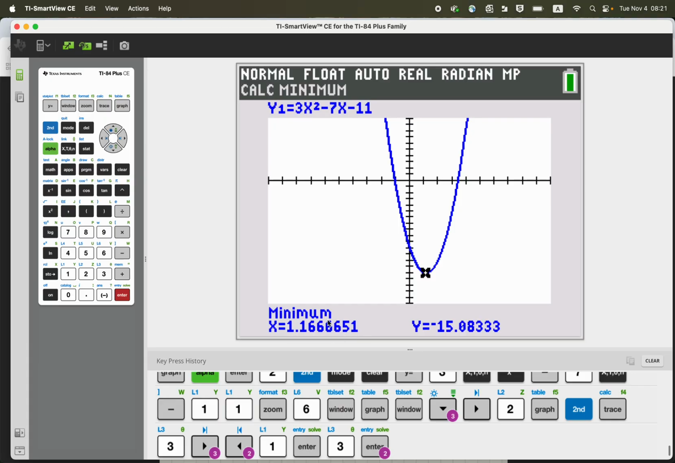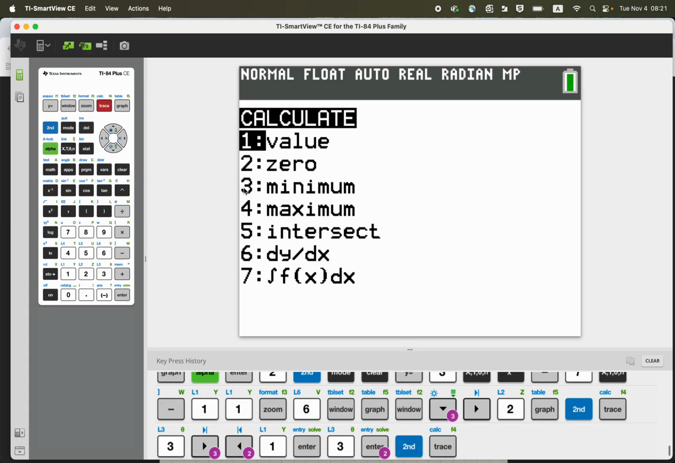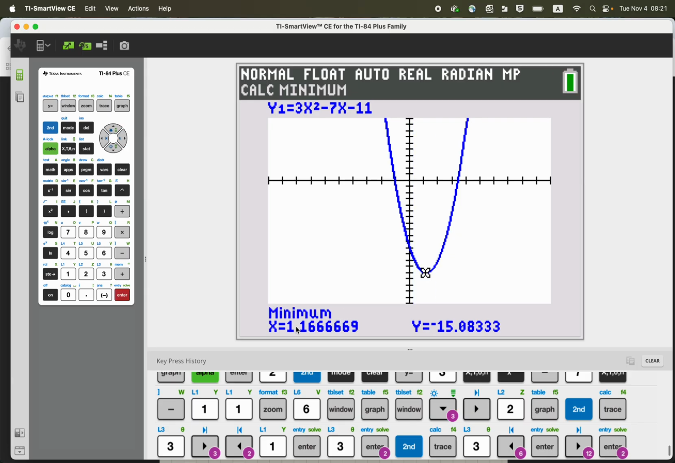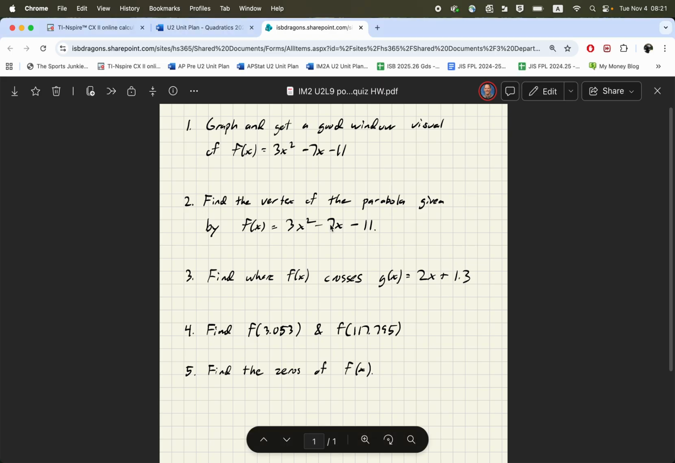And so there it is. I'm getting 1.116, 15. Let's just be sure about that, so I'm going to do it again and make it a little more clear. I'll go again to minimum. Now I'm just going to move it manually. I'm clearly to the left of the vertex. I'll push enter. Now it's asking for a right bound. I'm going to go to the right of the vertex and push enter. There it is, so we can read 1.167, -15.083. That's the answer for this.